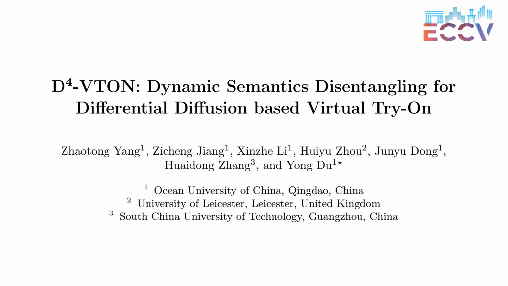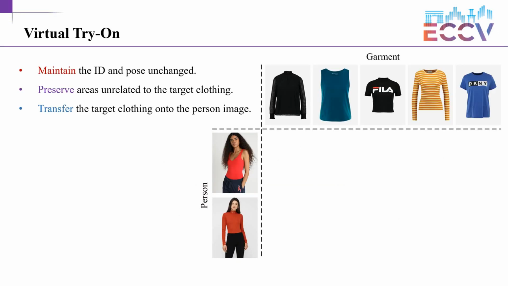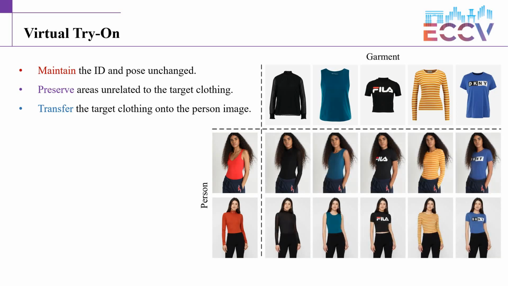Hello everyone, I'm honored to introduce our work, D4-VTON, Dynamic Semantics Disentangling for Differential Diffusion-based Virtual Try-On. The goal of image-based virtual try-on is to generate realistic try-on results given an image of clothing and a person image. The try-on results must maintain the person's ID and pose, preserve areas unrelated to the target clothing, and ultimately transfer the target clothing onto the human image.